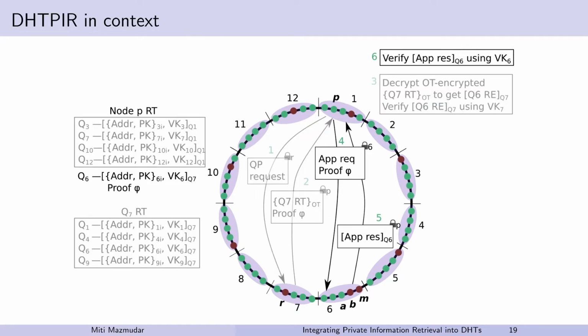Since we build on top of Backus et al., the client reaches the target quorum 6 following the QP protocol, so steps 1, 2, and 3 remain the same here. This is when both of our protocols come into play. So we perform steps 4, 5, and 6 here with DHTPIR, application requests, and responses. So I'll now present the design of our private file retrieval protocol.